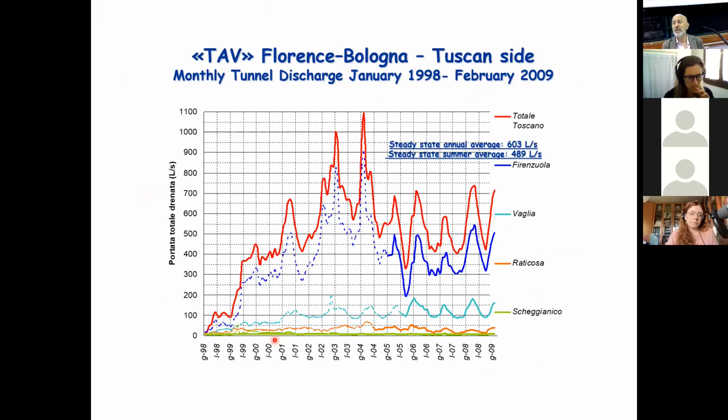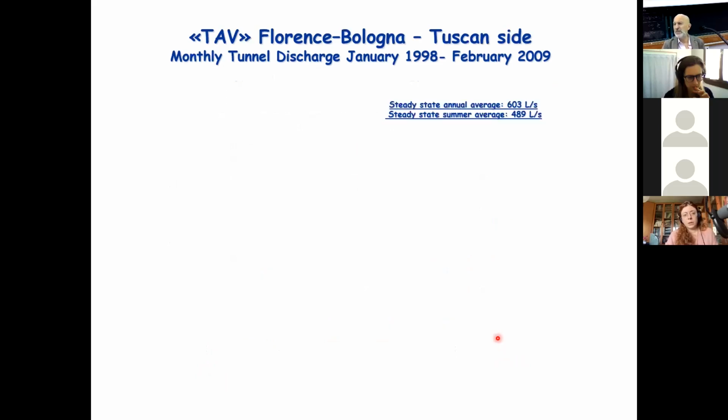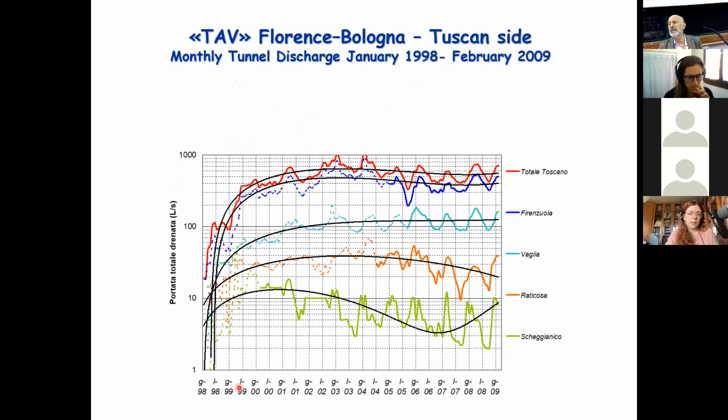And it's interesting to see the evolution of the total discharge drained by the different tunnels, particularly in the Tuscany sector of the line, during the excavation of the tunnel and nowadays. You see here the drainage behavior from 1998 to 2009. From 2009, the trains began to run along the line with passengers. And it's better to observe this graph on a logarithmic scale.